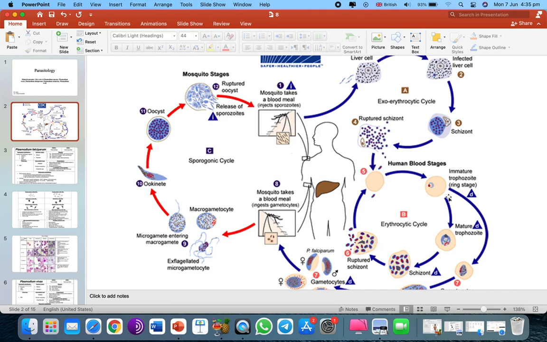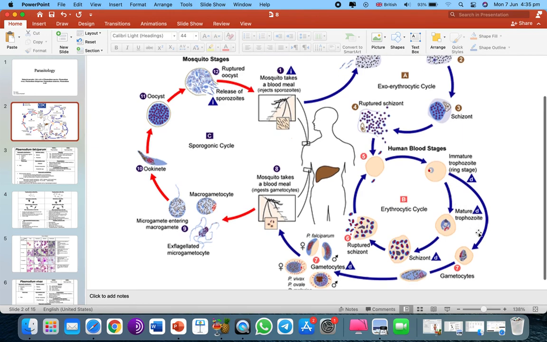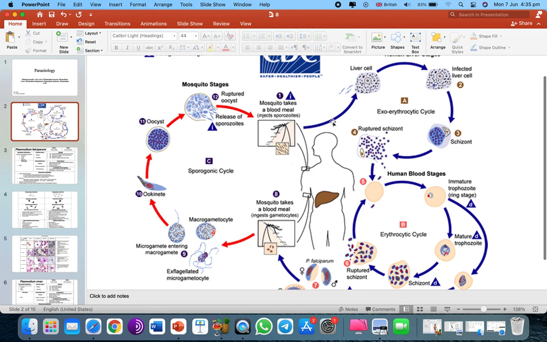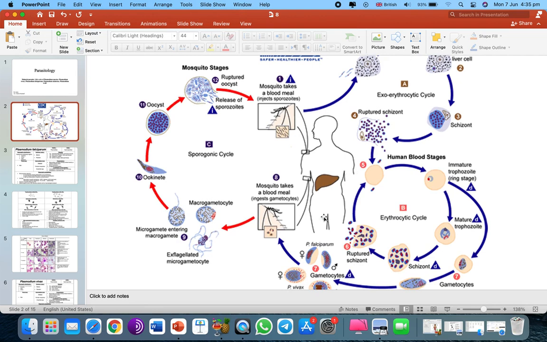Or this schizont will transform to something called gametocytes. These gametocytes will transform to mature gametocytes, male and female gametocytes, and these will be taken up by another mosquito. This is what is called the human stage. Here the human stage has finished.